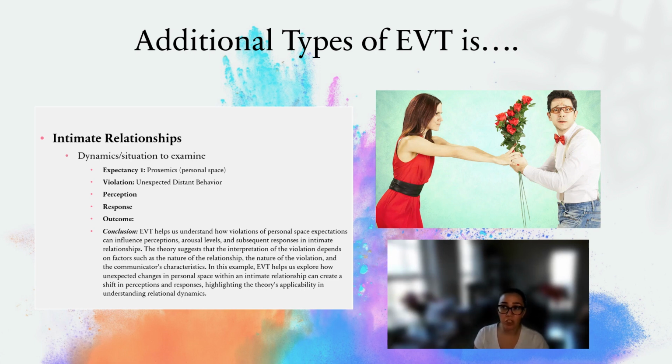The theory will suggest that the interpretation of violation depends on factors such as the nature of the relationship. In this example that I just gave, it does help us explore how unexpected changes in personal space within that relationship can create a shift. It can create a shift not only in responses, but in something that's perceived negatively.